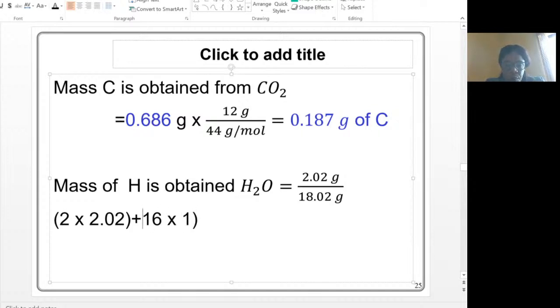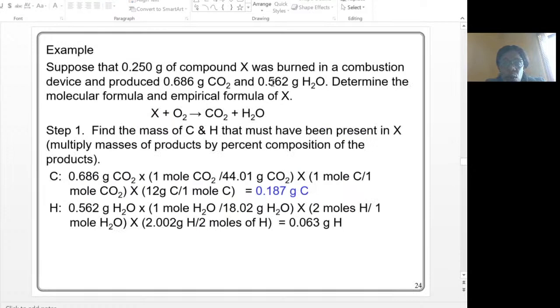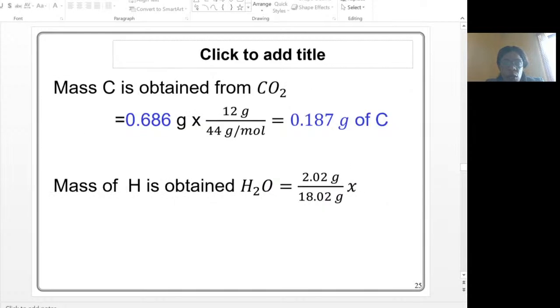So when you add that, you get 18.02. So you get the mass of hydrogen, which is 2.02, over the total mass, which is 18.02. Then that one you multiply with the total. What's the total from the question? The total mass of water is 0.562 grams. So you multiply that by 0.562 grams.